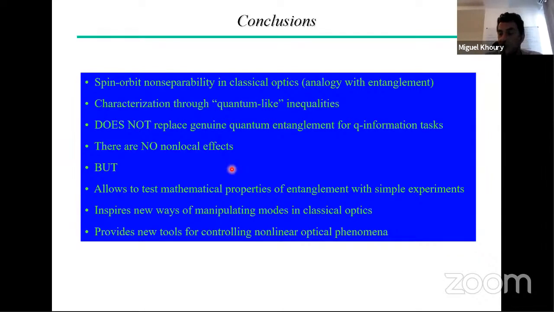So we have done many experiments with this kind of aim. And also this kind of structural non-separability, for example, inspires new ways of approaching classical optics. Especially it gives you some intuition on how to use different degrees of freedom to control nonlinear optical phenomena. Okay. So this is our main subject right now: how we use this structural non-separability to control nonlinear optical processes. And we have an ongoing cooperation with Paulo about this subject. We would like to exploit these radial effects also in the down conversion and stimulated down conversion process.